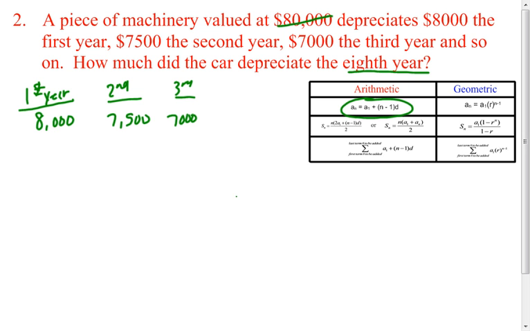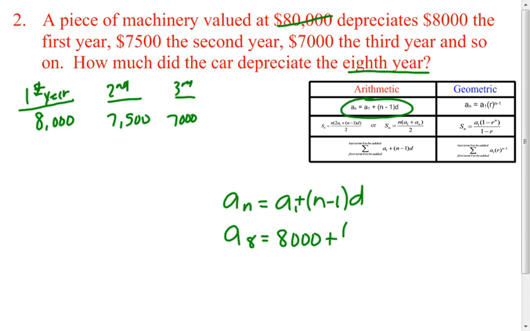And to do that, I'm just going to rewrite that formula so that it's a little bit bigger. So the 8th term is the first term, plus 8 minus 1 times my constant difference. I'm subtracting 500, so make sure you put negative 500 in there. So when I simplify that, I should get $4,500.